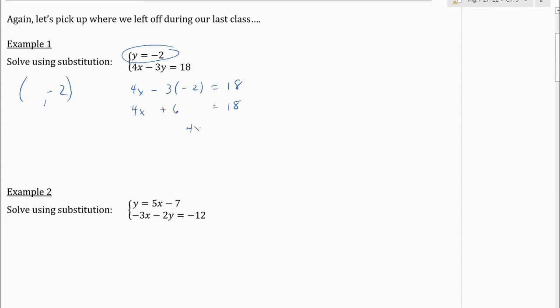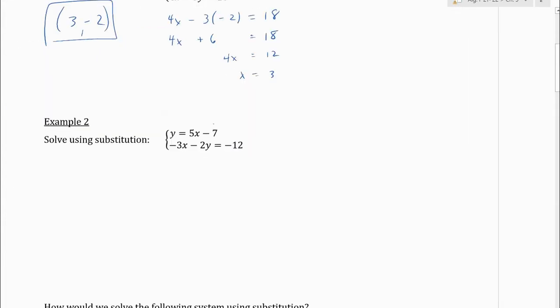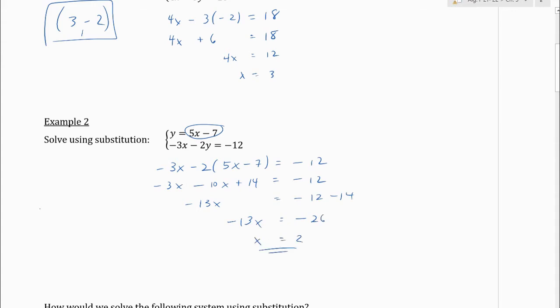I'm going to subtract 6 from both sides, and then you know x is 3. Okay, all right, this is more like what we did yesterday. If we go to the second equation, and everywhere there's a y, we plug in a 5x minus 7. Let's subtract 14 from both sides. Divide both sides by -13. X is 2.